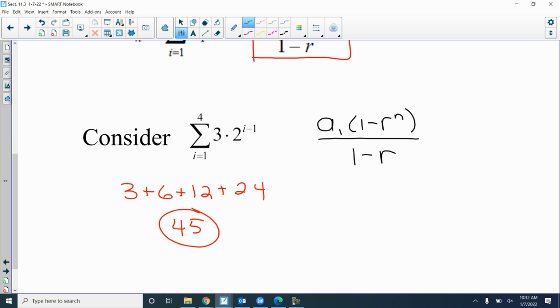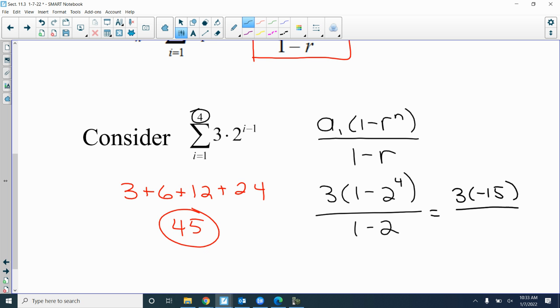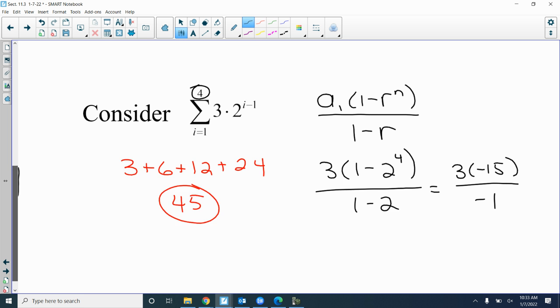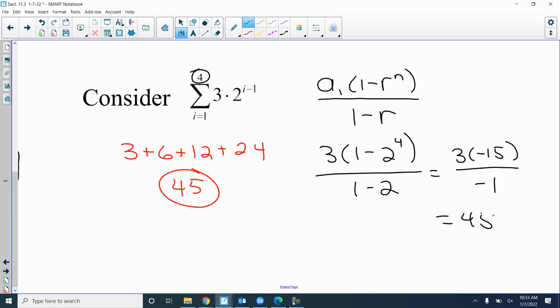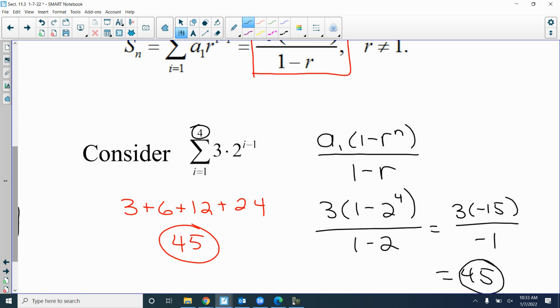2. So I'm going to say my first term is 3. 1 minus 2 to the n power, well, n is going to be that 4, over 1 minus 2. What's 2 to the 4th? It's 16, right? 1 minus 16 is negative 15. So that gives me 3 times negative 15 over negative 1. Well, that's negative 45 over negative 1, which gives me 45. Okay? So these are equivalent.